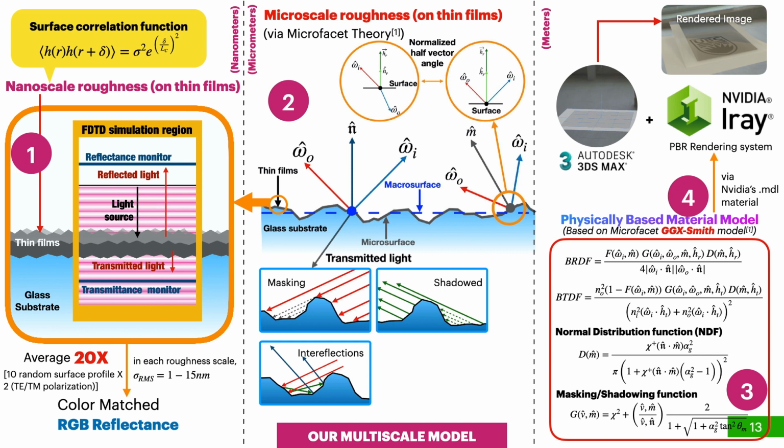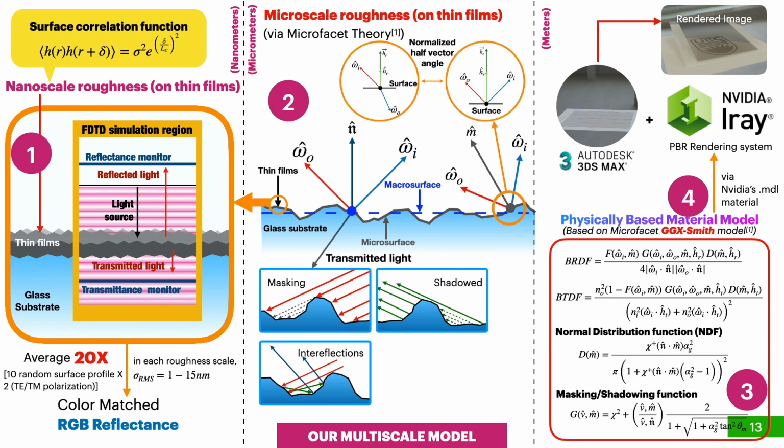Our multi-scale method has two scales of roughness, and we treat them independently. For the nanoscale, we assume that the nanoscale roughness comes from the surface imperfection of the substrate, where the nanoscale roughness is a surface imperfection of the metallic films. At first, we start with the wave simulation, the FDTD simulation.